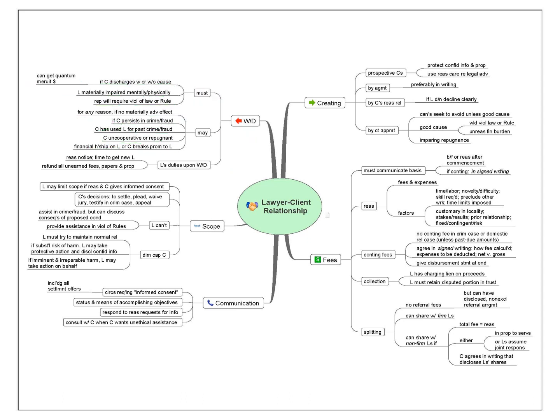What are a lawyer's duties upon withdrawal? You've got to give the client reasonable notice and time to get a new lawyer. And finally, you've got to return all unearned fees and the client's file and property. Fairly straightforward. And at that point, the lawyer's off the case, and the lawyer has satisfied her obligations to her now former client.